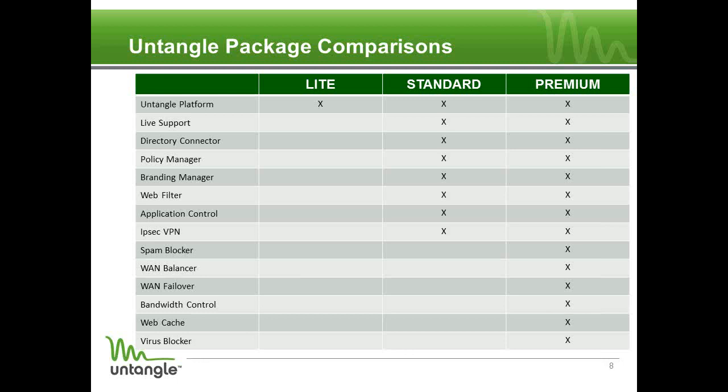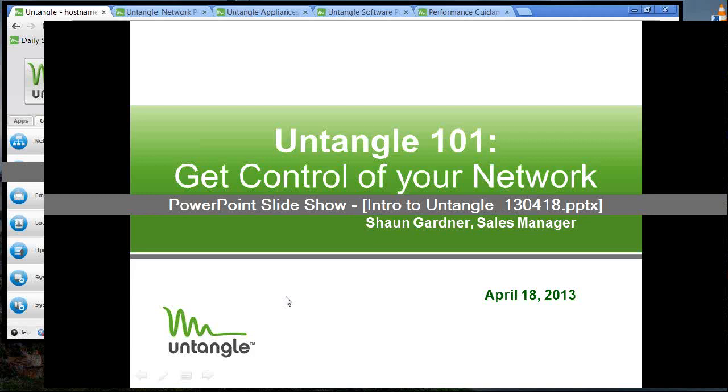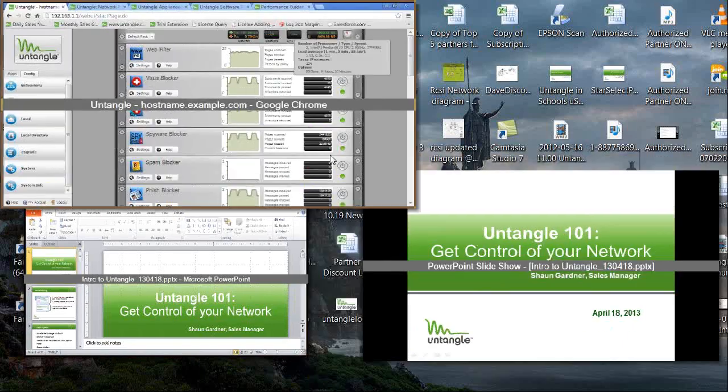Now, as far as the different feature sets that we offer, we have the Untangle platform, or our light package, that's available for free. That's something you can use forever. We also have our standard package and our premium package, and they include things like live support or directory connector. We'll showcase some of these in the demonstration. Just because of lack of time, we won't be able to go through everything. But there's a place on our website that I'll show you. And let me jump to it.